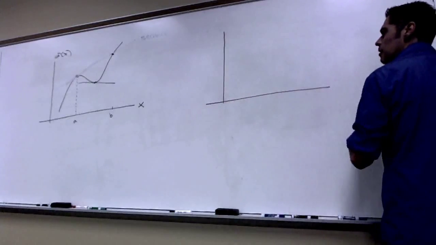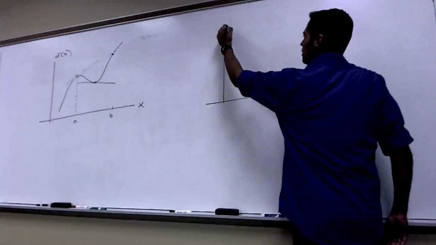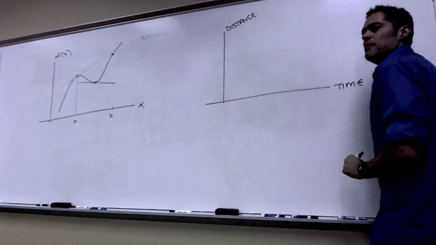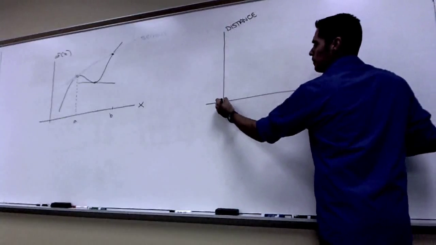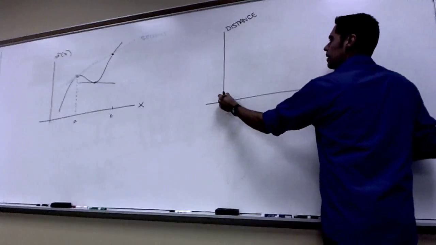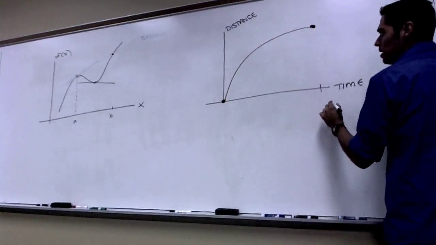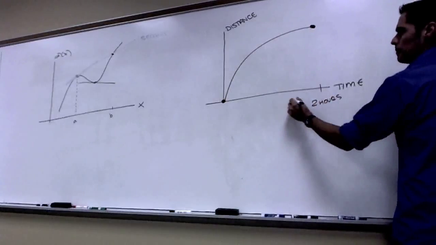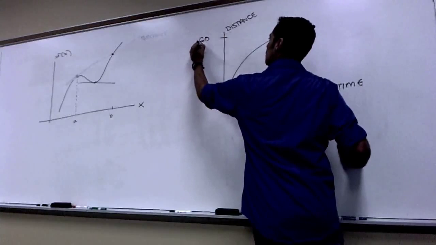Let's go to another graph here. It's always good to use time and distance as our x and y axis when we're trying to get some sort of visual, geometric idea of what's going on here. I'm going to draw a curve here like this. And for simplicity's sake, I'm going to say this is 2 hours. And over here, I'm going to say this is 60 miles.